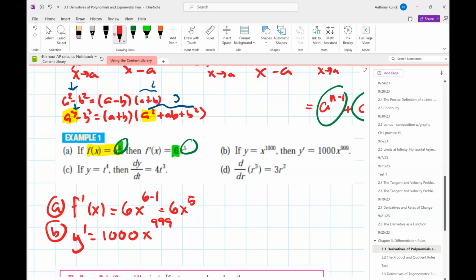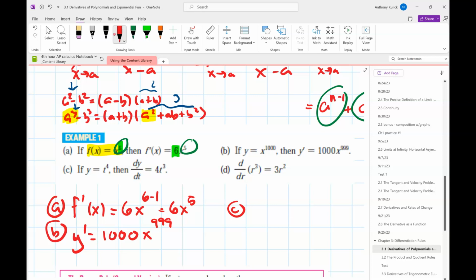C. T to the 4th. The derivative is 4t to the 3rd. Part D. R to the 3rd. The derivative is 3r squared.